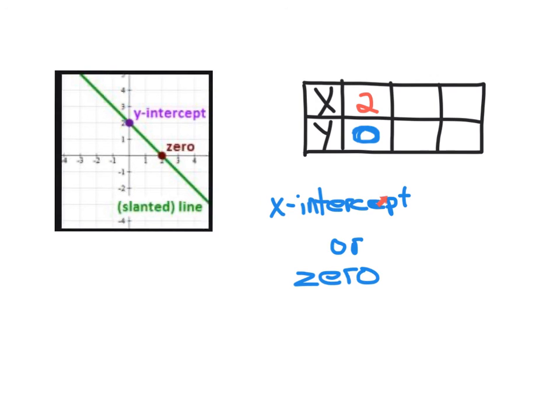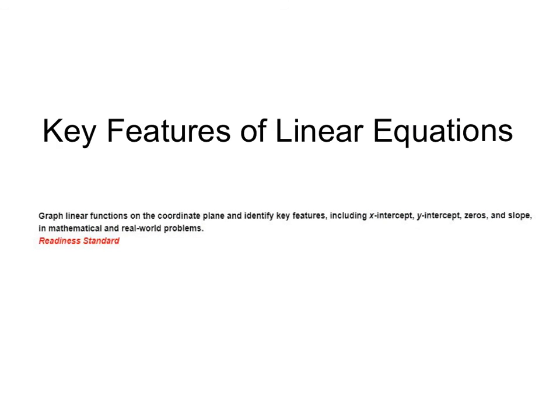If you're asked for the x-intercept or asked for the 0 of a graph or of an equation, you look at the graph, where does it cross the x-axis? That's the x-intercept or the 0. Look in your table and your output is 0. The x would be, this would be the 0, the 2, okay? All right, and that is a look at key features of our linear equations.